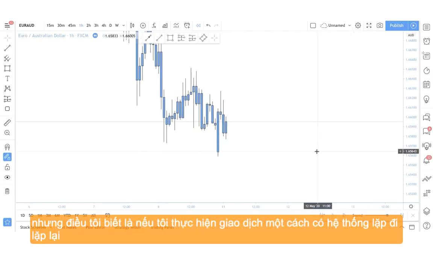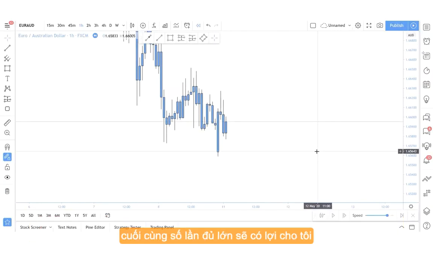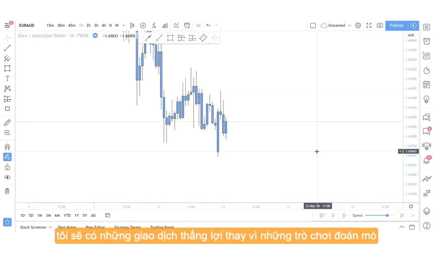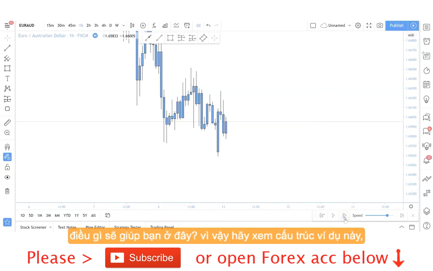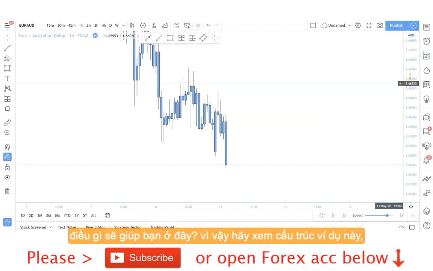But what I do know is if I take the trade systematically over and over again, eventually the numbers are going to play out in my favor, and more often than not, I'm going to have those winning trades as opposed to those guessing games of trying to take the reversal and losing. So being systematic is what's going to help you here. So let's look at this example.